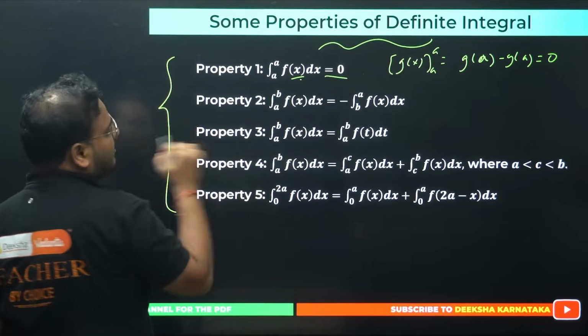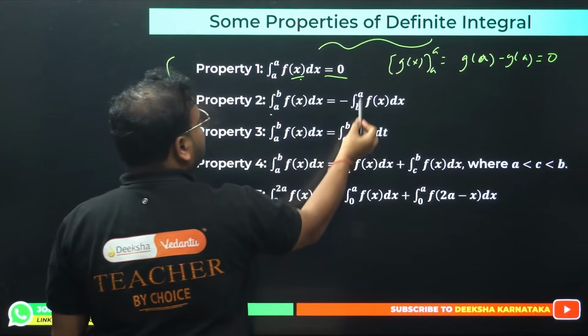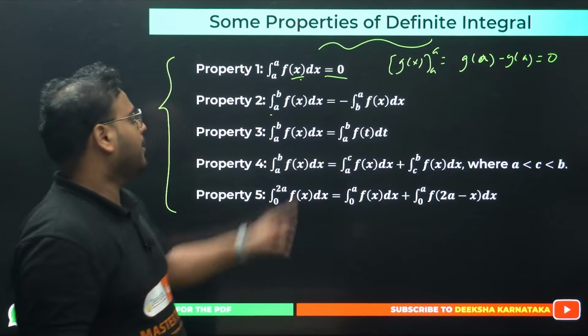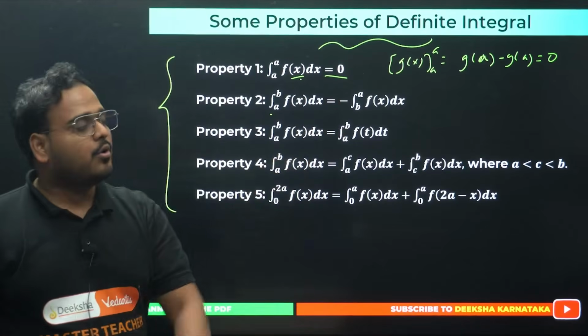Okay. If you have the limit over here a to b, I can write this as b to a also, with a minus sign. You can switch the limits with the help of a minus sign always. Property number 2 also done.